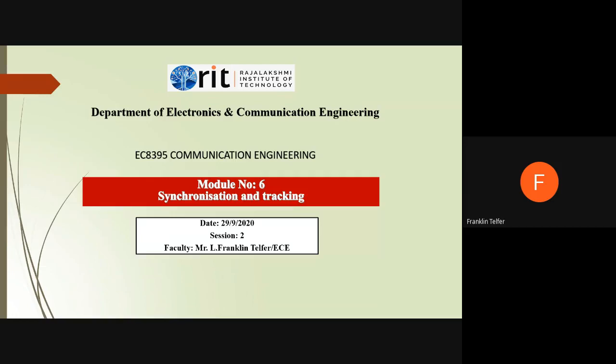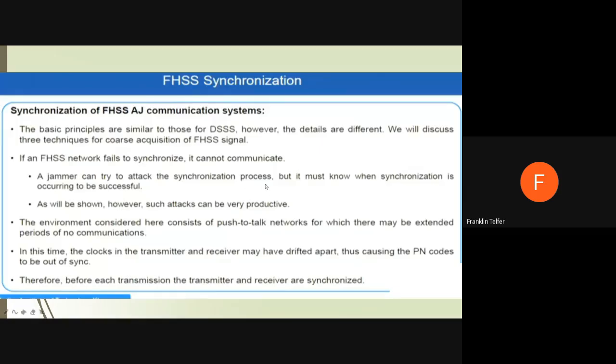So here we come to the last topic of this unit, a continuation of FHSS, frequency hopping spread spectrum. Under that you have synchronization and tracking. So in FHSS, how is synchronization used in a communication system? The basic principle is similar to DSSS. However, there are some differences in the diagram. There are three techniques of acquisition of an FHSS signal.